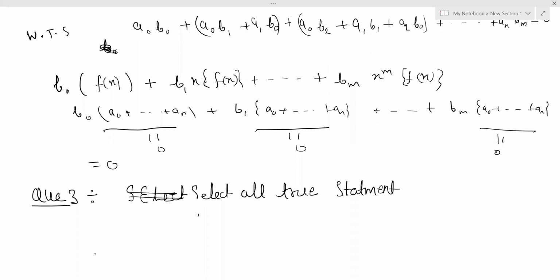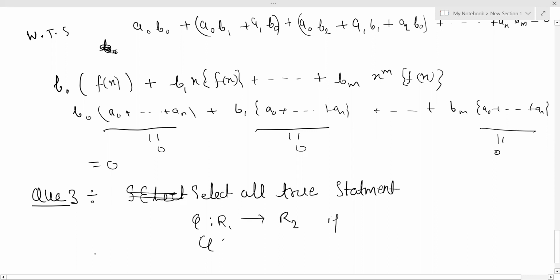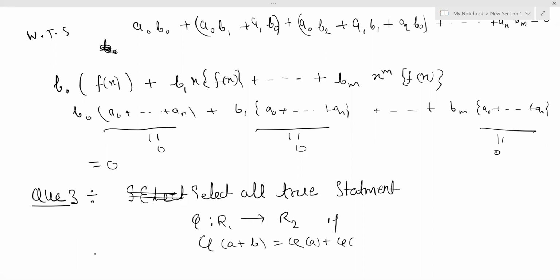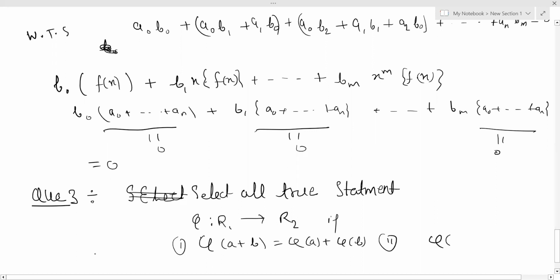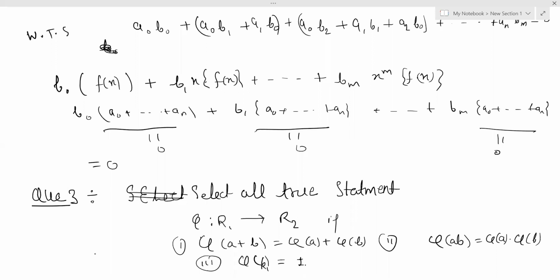So you all know the definition of a ring. Suppose R1 and R2 are two rings. Then phi is a ring homomorphism from R1 to R2 if phi of A plus B is phi A plus phi B. This is the first condition. The second condition is that phi of AB should be phi of A dot phi of B. The third condition is that phi of 1 should be 1 of R1, you can write, should go to 1 of R2.